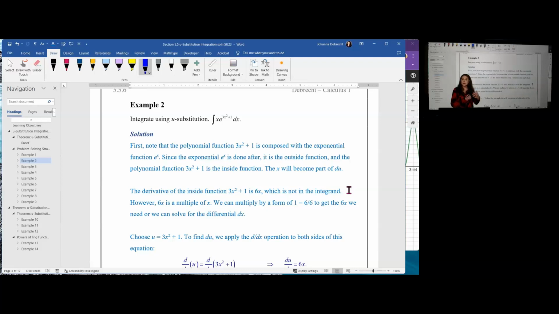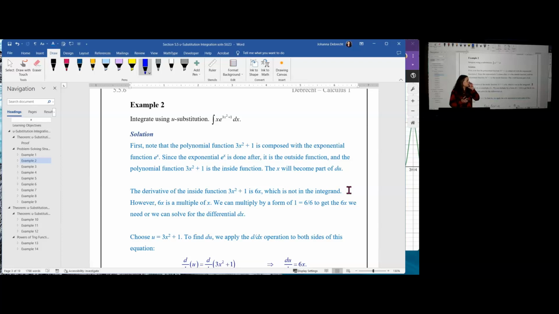So we are going to have to return a function in terms of x plus the constant of integration at the end. In order to determine whether it's u-substitution, look for a composed function. In this case, I have the polynomial 3x squared plus 1 inside the power of the exponential e to the x. The polynomial would be done first, then when I get a number, I would put it into the exponential. That makes the exponential the outside function, and the polynomial 3x squared plus 1 the inside function.